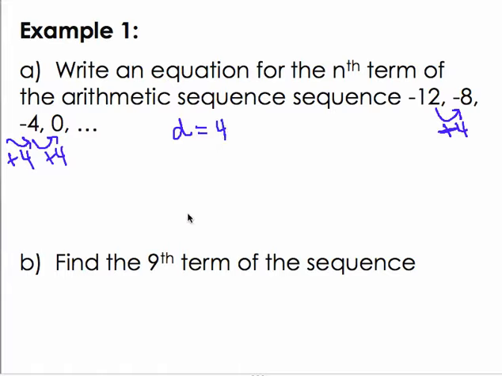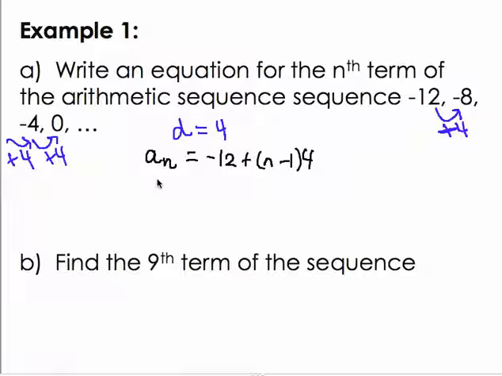And now we need to write an equation. So we're going to just use that formula and substitute what we know into the formula in order to find our equation. So our formula says a sub n is equal to a sub 1, which we know is negative 12, plus n minus 1 times our common difference, which is 4.